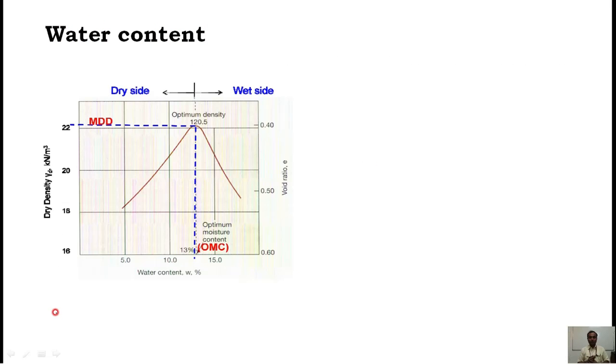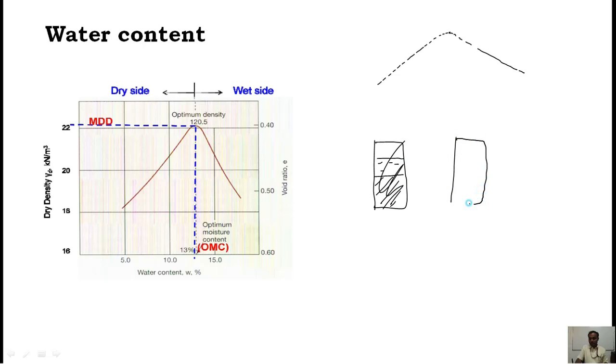Water content: how it affects the dry density or compaction, you already know. Initially, when you go on adding water, the density starts increasing and reaches one particular point, and later if you go on adding water, it decreases. How does it happen? Look here. This is a three-phase diagram. This is the soil, and here a little water is there. We take oven dry soil, which means everything is air, no water in it.